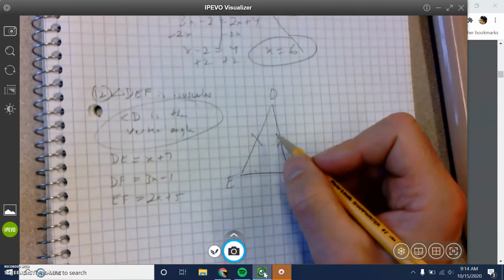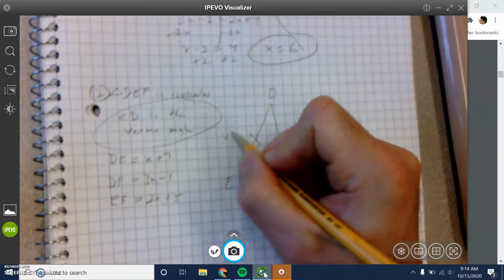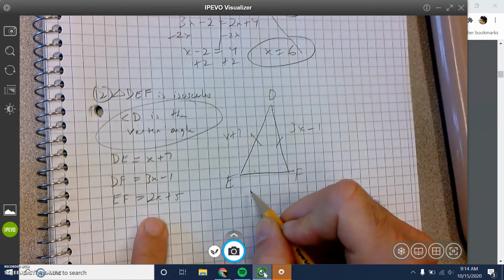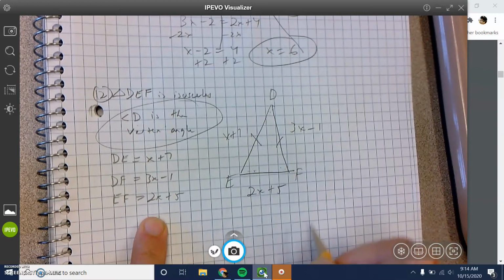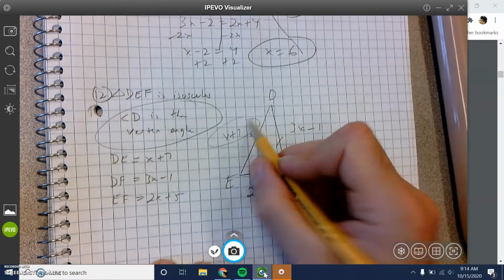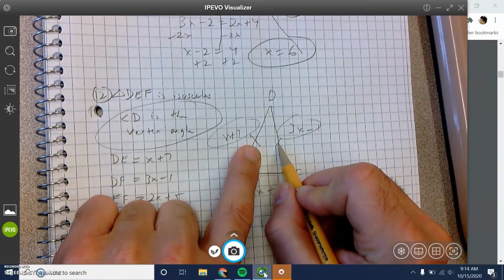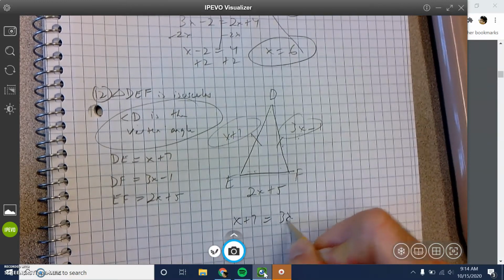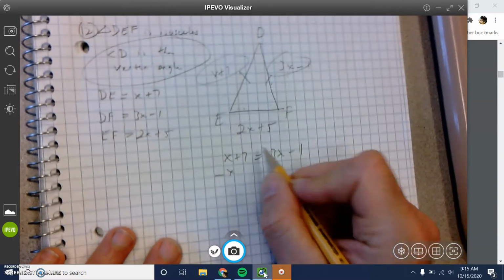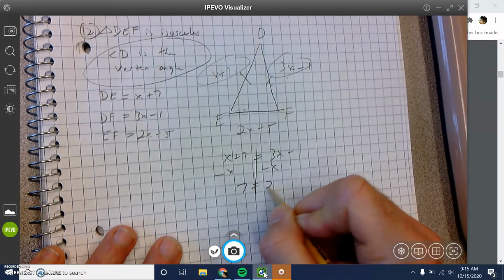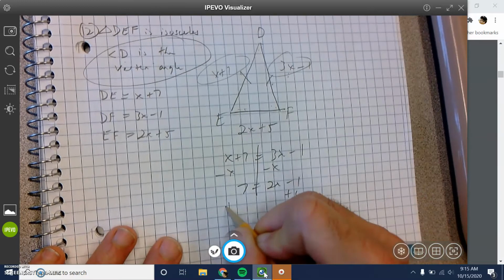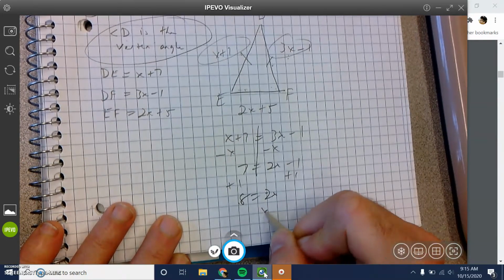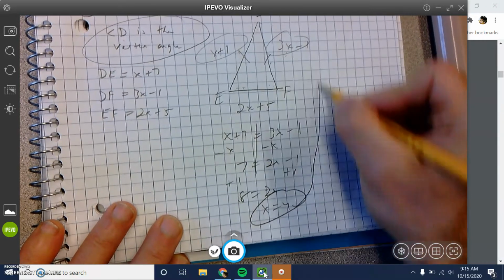That was our hint. So DE is x plus 7. Write this down if you didn't get it. And DF is 3x minus 1. And then EF is 2x plus 5. So I need to set these two equal to each other because I have the congruent marks, which means these two are equal measures. So x plus 7 equals 3x minus 1. Subtract x on both sides. 2x minus 1. Add 1. 8 equals 2x. 2 times what is 8? That would be 4.